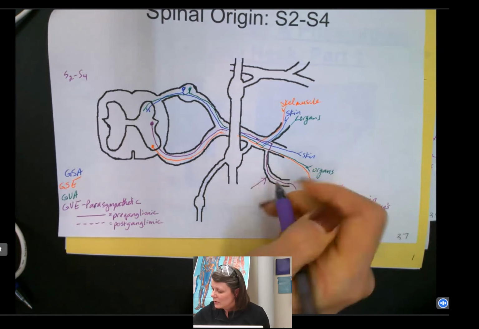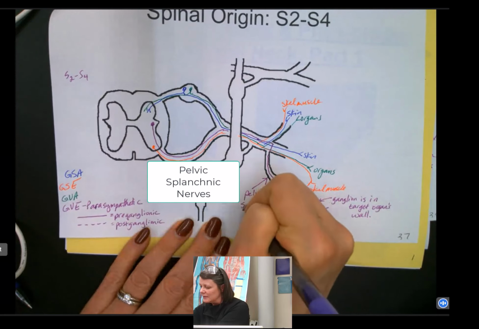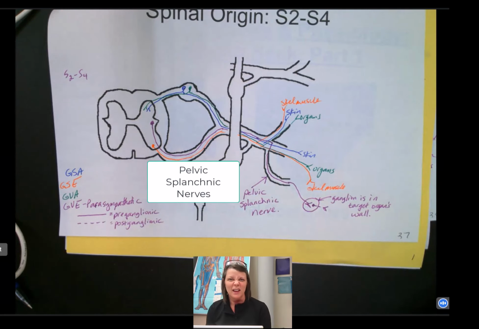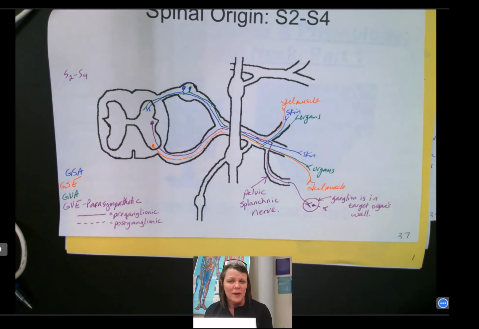These nerves are called pelvic splanchnics. Because what does splanchnic tell us again? Splanchnic tells us that we have a preganglionic neuron traveling through. It has not synapsed yet. And it's not going to synapse until it gets to the organ that it's supposed to talk to. And its ganglion is going to be in the smooth muscle wall. All abdominal organ walls is where those ganglion are going to be located to make that synapse.